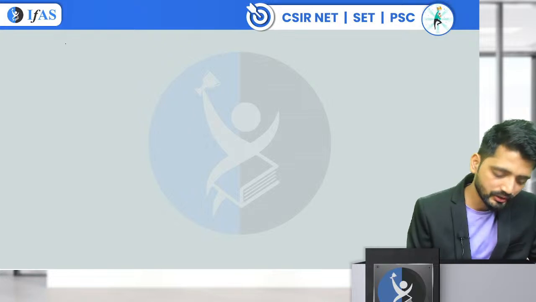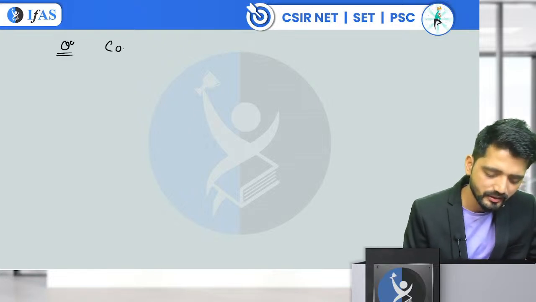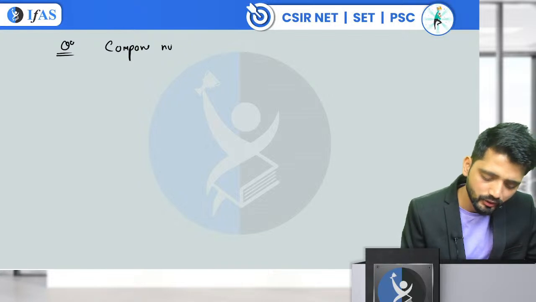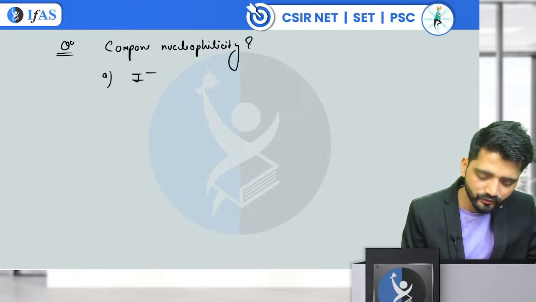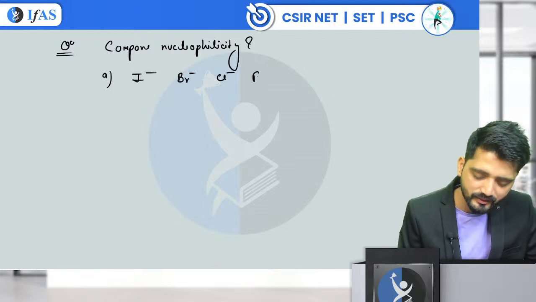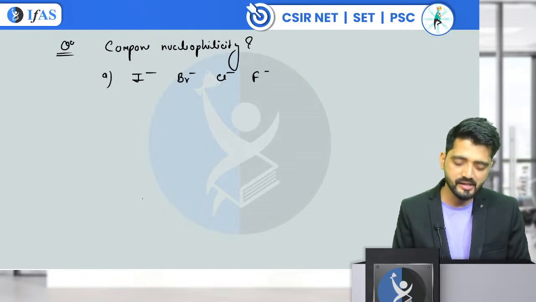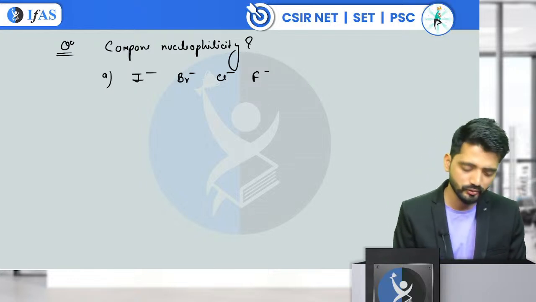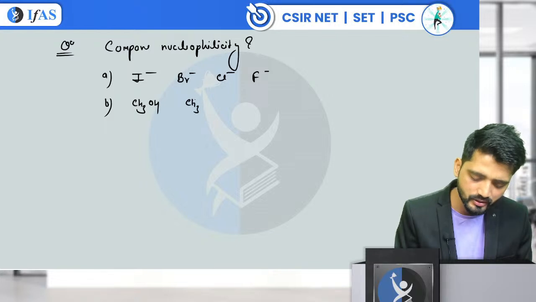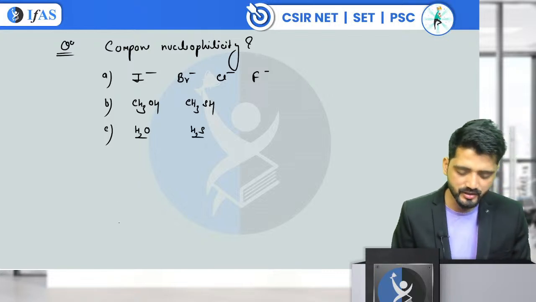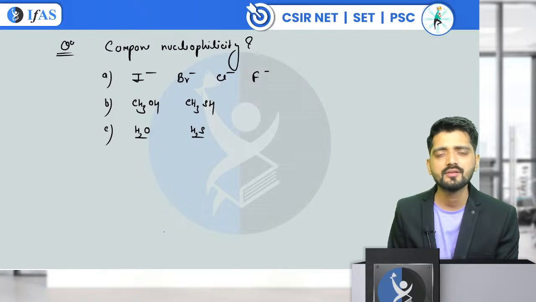Now let's suppose a question comes where it is asked to compare nucleophilicity. We have a few nucleophiles like I minus, Br minus, Cl minus and F minus. Now arrange these nucleophiles in the order of their nucleophilicity. Again we have, let's suppose, methanol, CH3OH, and CH3SH here. And we have the next example, water here, and H2S here. We need to arrange them in the order of nucleophilicity.